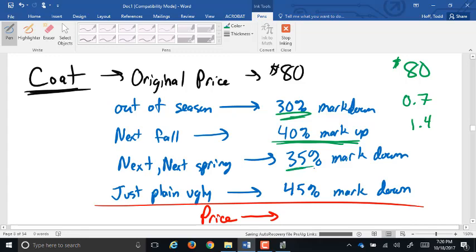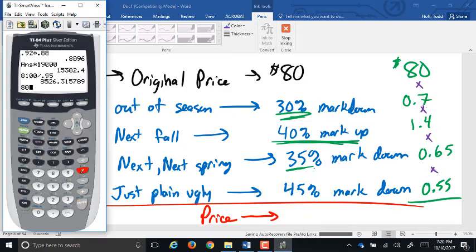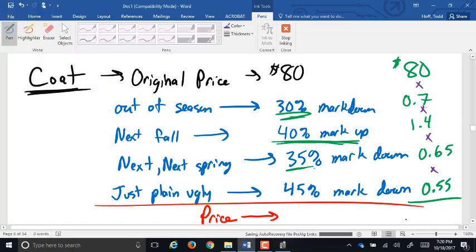35% markdown will be 0.65. 100 minus 35 is 65. 0.65. 45% markdown? 0.55. We can take our 80 bucks times 0.7 times 1.4 times 0.65 times 0.55. And that's our price, $28.03.